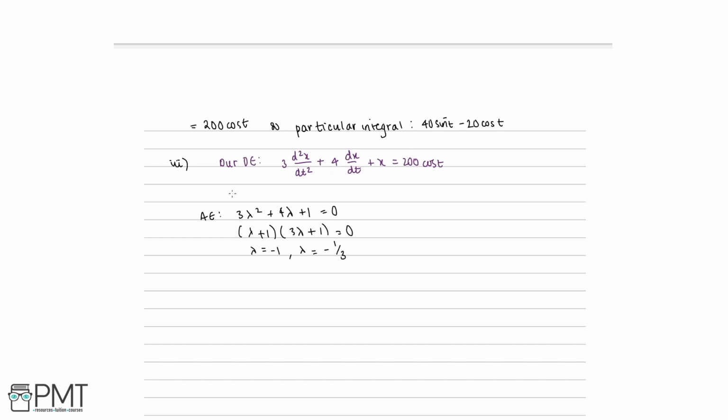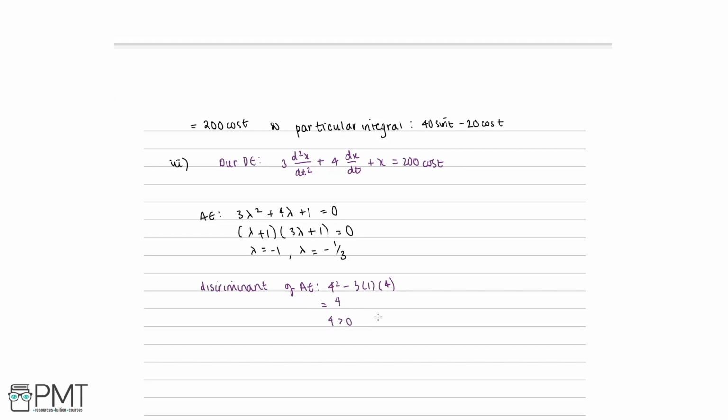And now we need to find the discriminant of this auxiliary equation in order to find out what form our general equation will be written in. So the discriminant of our auxiliary equation will be b squared minus 4ac, which is 4 squared minus 3 times 1 times 4. And this will be equal to 16 minus 12, which will be equal to 4. And 4 is greater than 0.